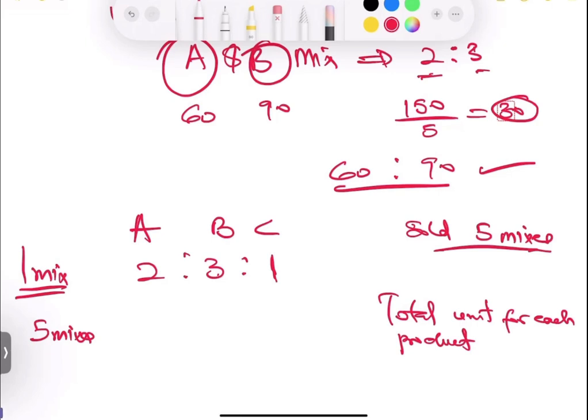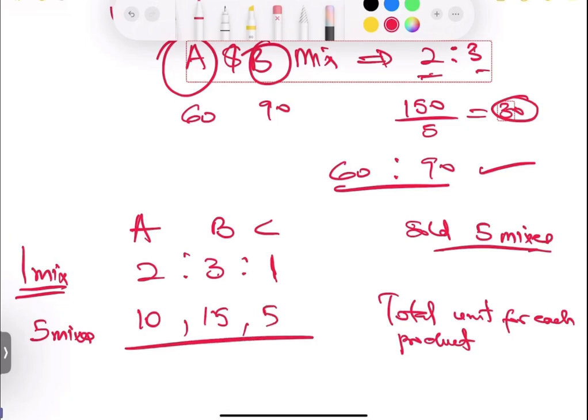10. 15. And C, how many did we sell? 5. Any question from anyone? All good? Fantastic. So that is the very basic operations that we'll be doing.